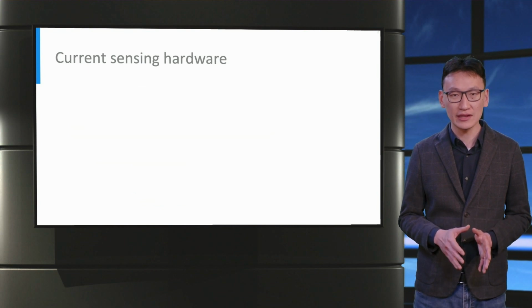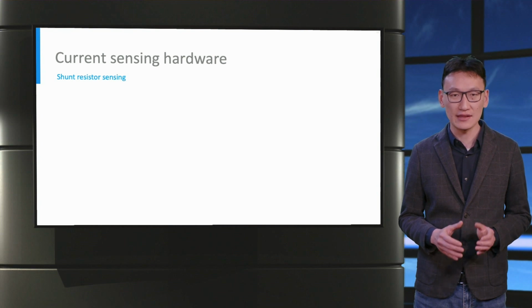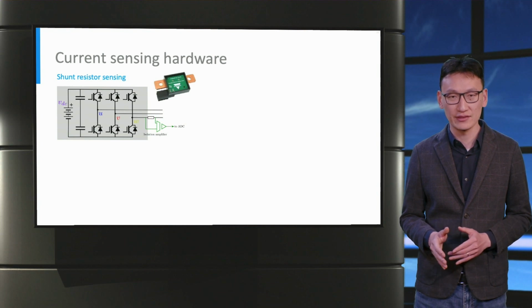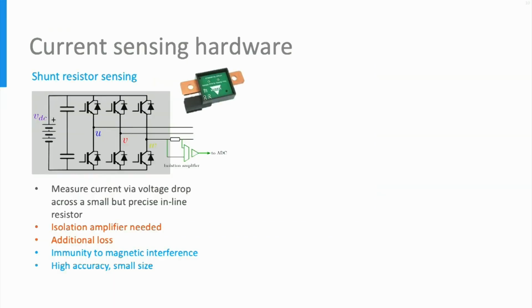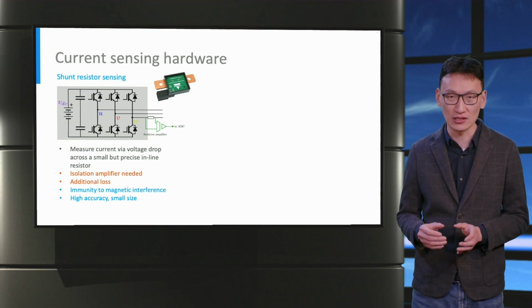The current sensing can be done in two ways. The first one is shunt resistor sensing. As you can see in the picture, a shunt resistor is placed in line in each phase. The shunt resistor is a small but precise inline resistor to measure the current via the voltage drop on it. The drawbacks of using this sensing technique are as follows. First, an isolation amplifier is needed to isolate the high voltage from a small signal. And second, introducing resistance in the power circuits increases the losses.